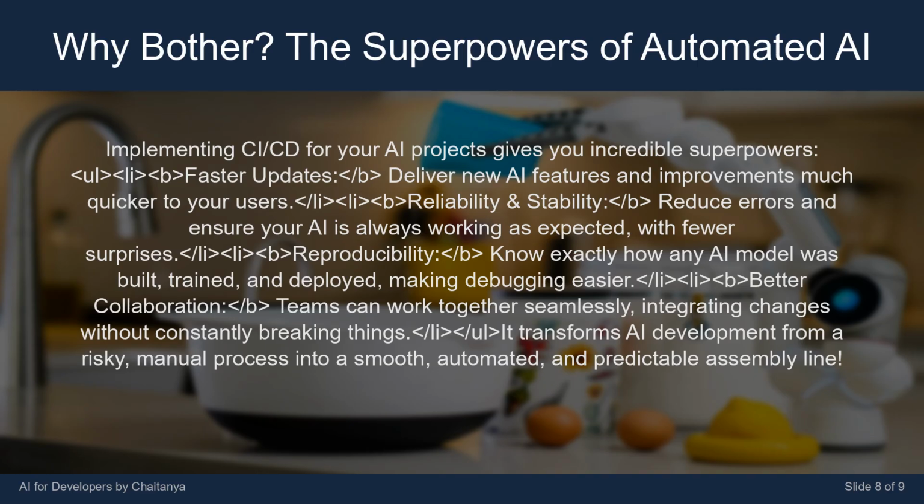Three, reproducibility. Know exactly how any AI model was built, trained, and deployed, making debugging easier. Four, better collaboration. Teams can work together seamlessly, integrating changes without constantly breaking things. It transforms AI development from a risky, manual process into a smooth, automated, and predictable assembly line.